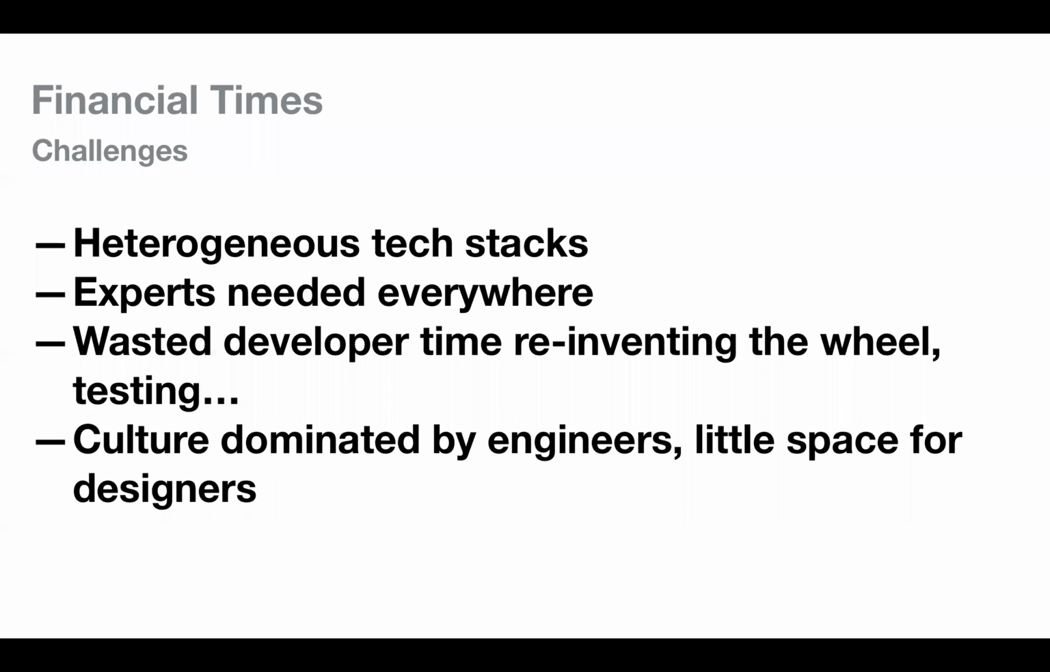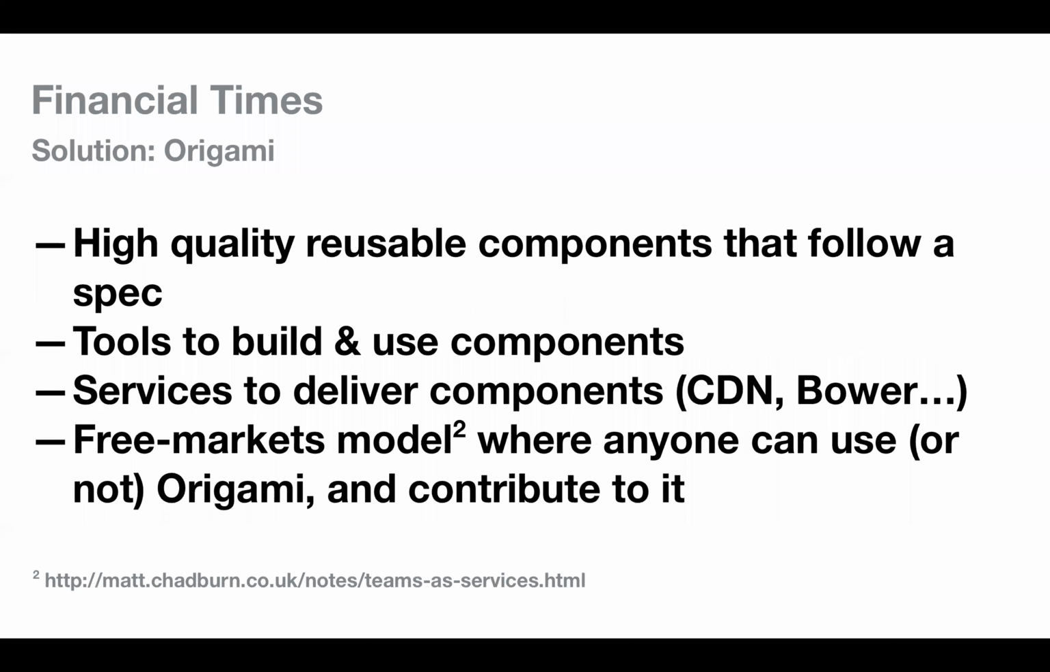There was very little space for design at the time. And so the solution over there was a framework called Origami. Origami is a set of tools and services that allow people to get stuff done at scale and to solve these problems. It's a set of high quality reusable components that are built upon a spec. It's also a set of tools to build and use those components, like CLI tools, etc. Services to deliver those components using a CDN and using Bower.